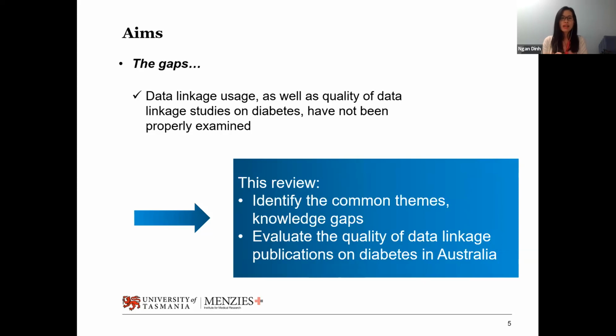However, data linkage uses as well as quality of data linkage studies on diabetes have not been properly examined. So this review was performed to identify the common themes, knowledge gaps, and to evaluate the quality of data linkage publications on diabetes in Australia.